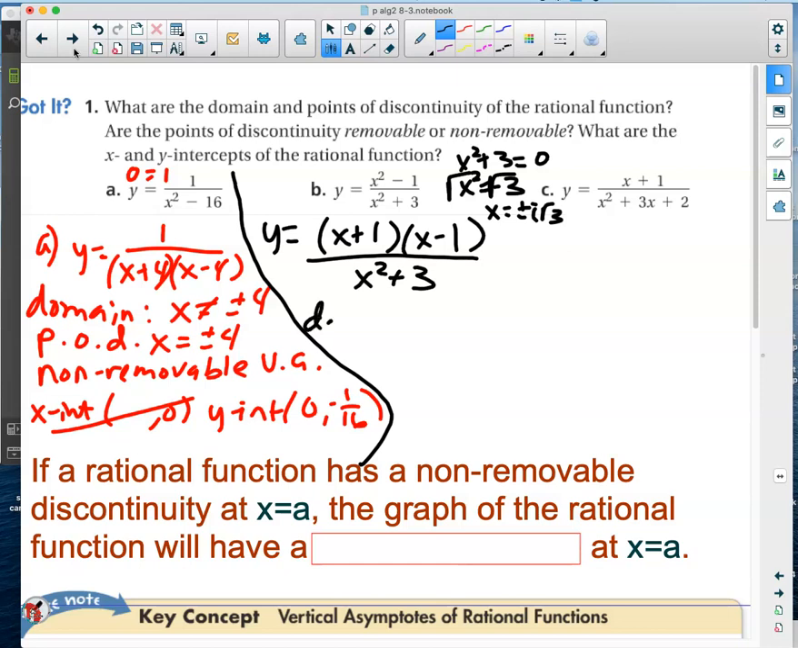So now, domain. Any numbers out? No, it came out to i times the square root of 3. Are there any real? Yeah, all real numbers. There aren't any real numbers we can't use. It was imaginary stuff that we got. So if that's true, do we have any PODs? No. So we can skip ahead to x-intercept and y-intercept.